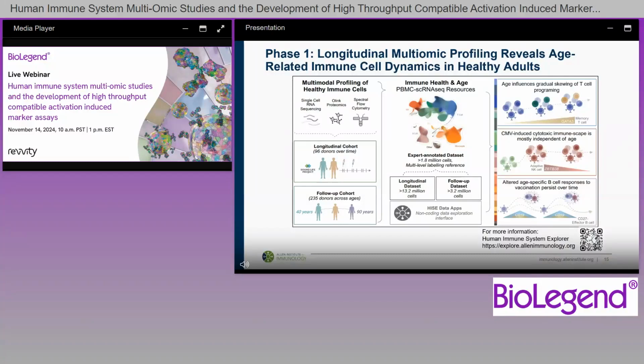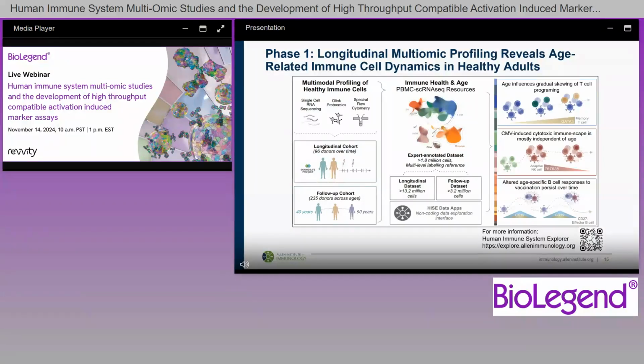And so the first set of data that we have released to the public is our Immune Health Atlas, which is looking at healthy patients through age and looking at different cell types between young patients and older patients. So that's the first set of data. We've got a couple more data drops basically coming.